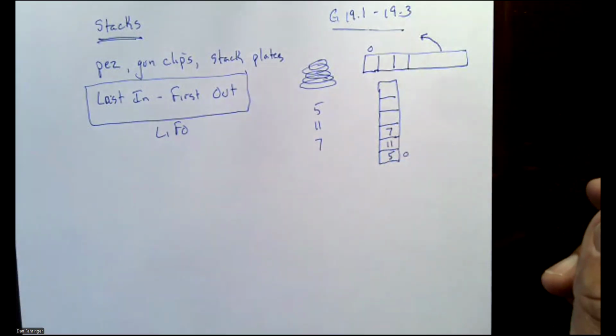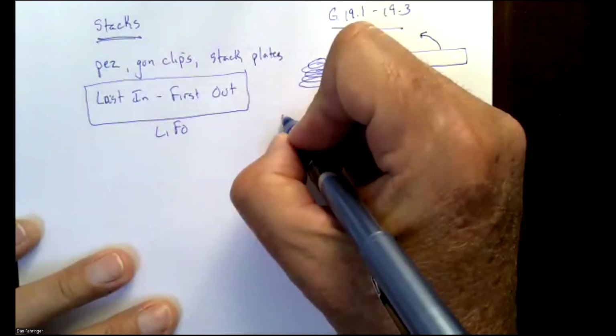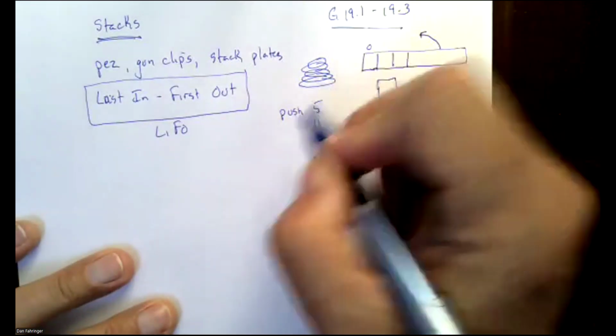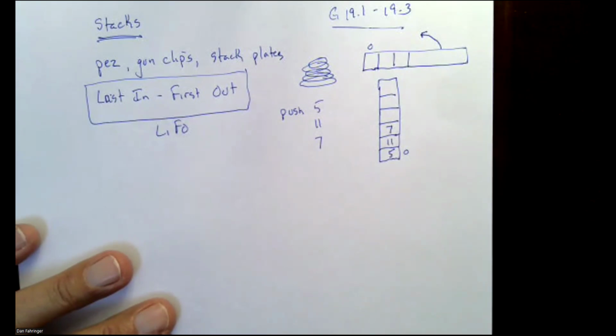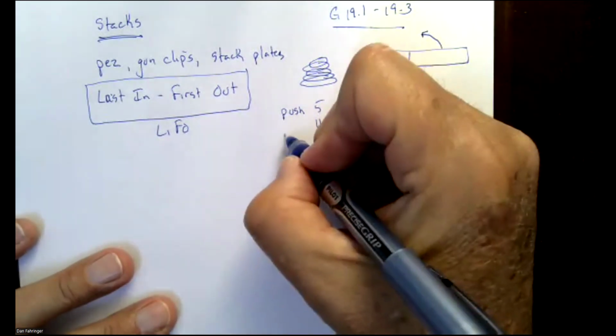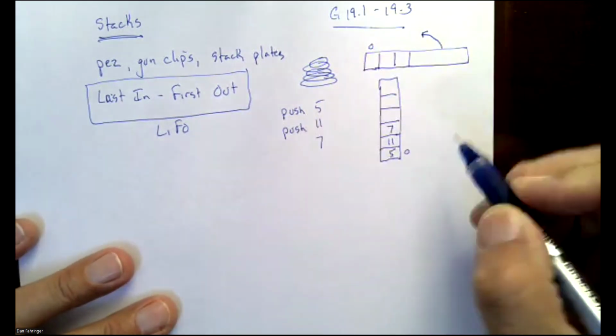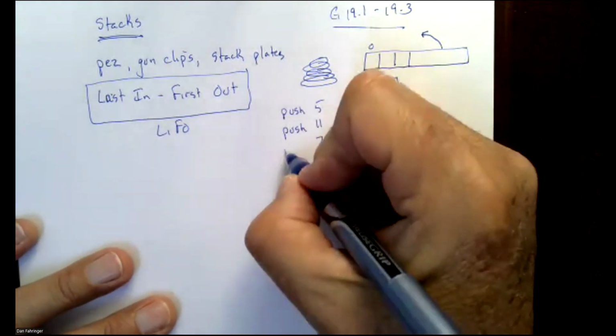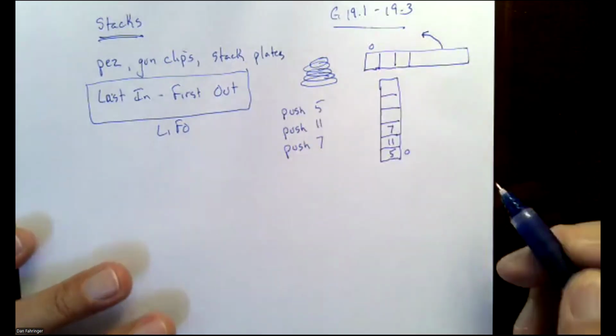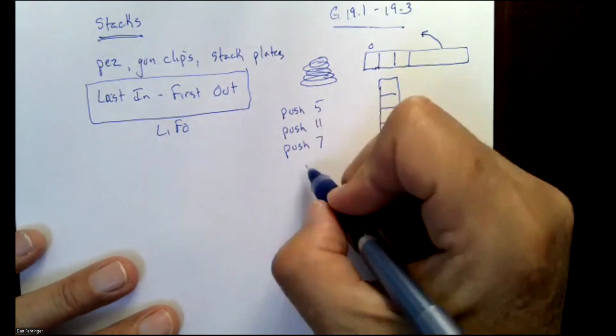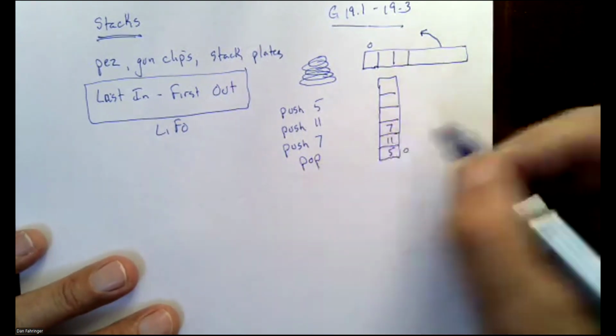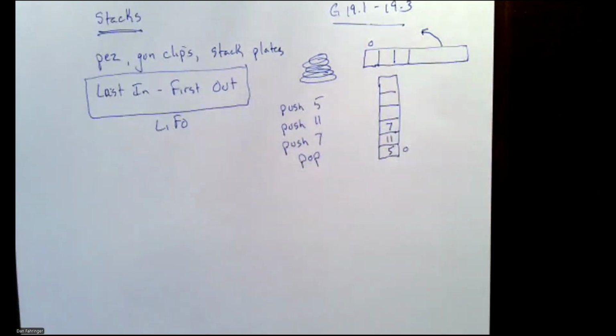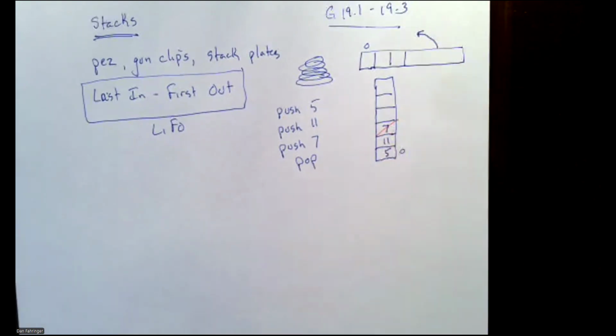So I'm going to come up with 2 words to help us do this. And the first word is push. I'm going to push a 5 onto the stack. I'm going to push an 11 onto the stack. I'm going to push a 7 onto the stack. And now I'm going to use a word called pop, which then will take the 7 and pop it out.